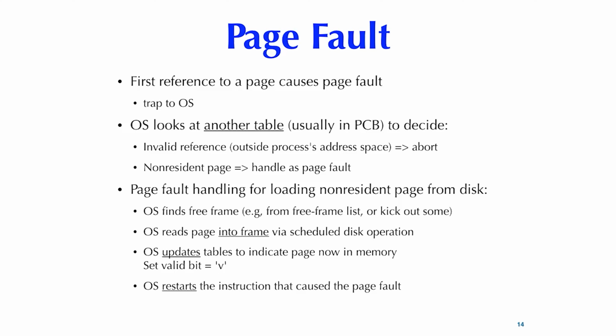And where do you get a free frame from? Well, we'll talk about that. But oftentimes, there's something called a free frame list, okay? And so that says, I just have a linked list of these free frames. And if I need one, I just grab it from the free frame list. And if some process doesn't need that frame anymore, it gives it back, and then it's added to the free frame list.